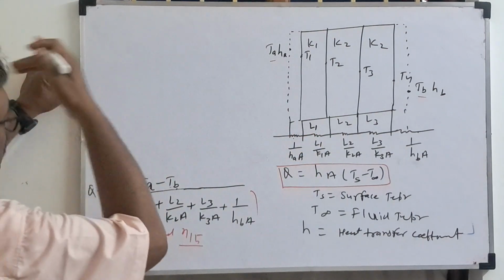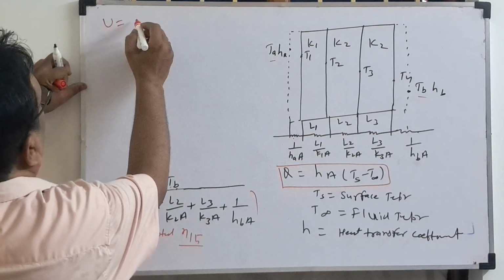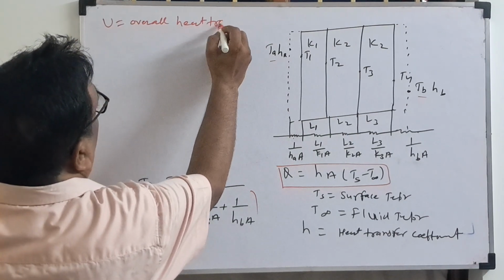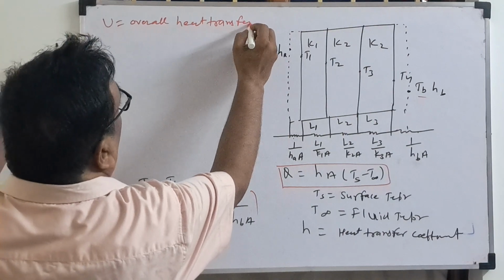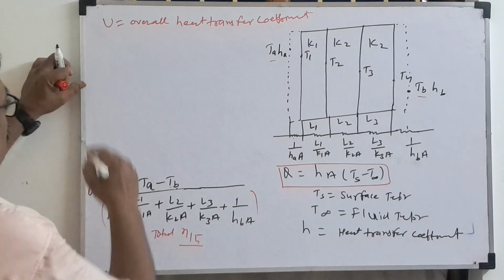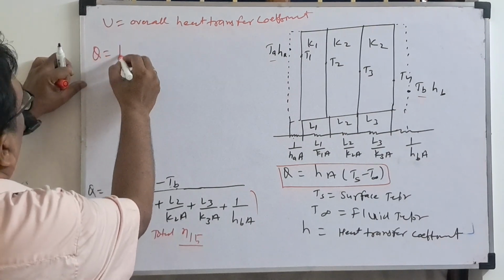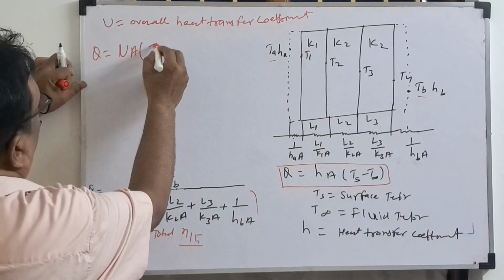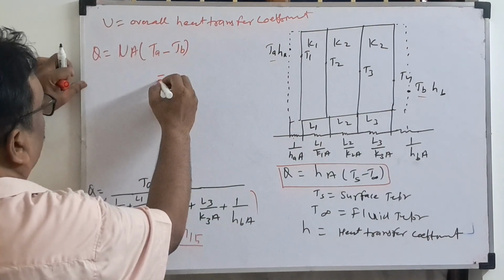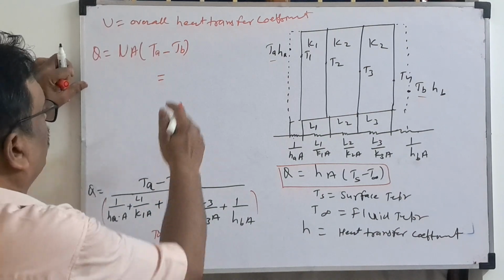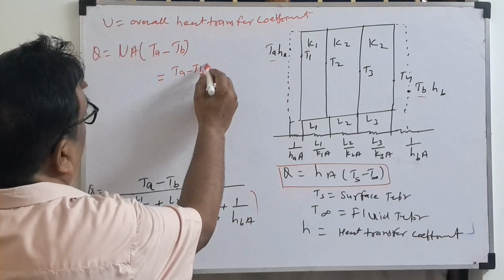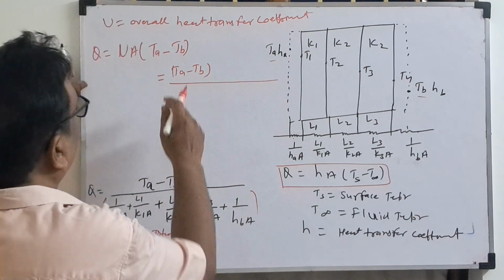Now one more step is the overall heat transfer coefficient. How will we find it? Using the overall heat transfer coefficient. What is it? Q is equal to UA times the overall temperature difference, TA minus TB. This we have to write here. Again this also is Q now. So what do we write here? TA minus TB. What is the overall heat transfer coefficient here?